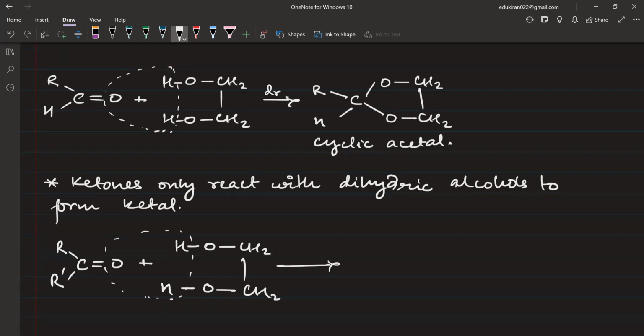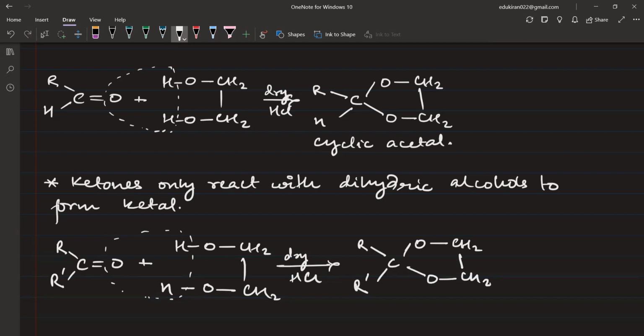Both of these are happening in the presence of dry HCl. Don't forget dry HCl. Dry HCl is here, and we get R, carbon, R dash, OCH2, and a bond here.